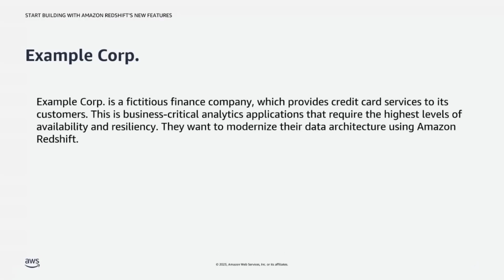For this demo, we'll use a use case of a company which is based in the FinServ industry. They are providing credit card services to their customers, who are situated globally. This is a business critical analytics application. Because of the business critical needs, they require the highest level of availability and resiliency. They also want to become more data driven, so they want to modernize their data architecture on AWS using Amazon Redshift.